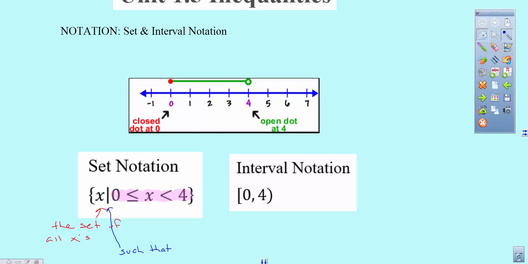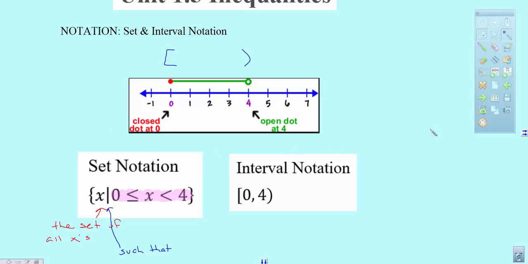Now we move to interval notation. In interval notation, we use parentheses to establish the interval. We have to remember that we use a bracket when we're including, and we use a parenthesis when we're not including, when it's open, when we're not on 4. Alright, so those are our two notations, set notation and interval notation.